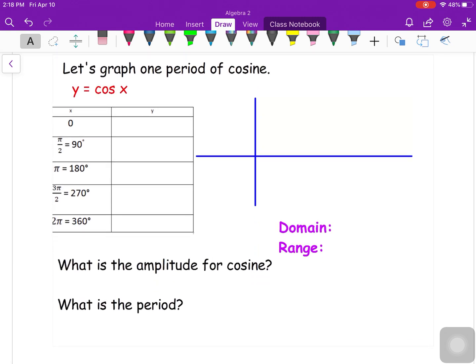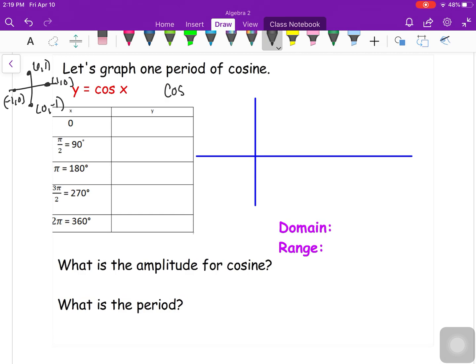Now let's graph one cycle of cosine. So again, I'm going to put that little chart up here. That point at 0 radians is 1, 0. This point at pi over 2 radians is 0, 1. At pi radians, I have negative 1, 0. And at 3 pi over 2 radians, I have 0, negative 1. And then back here at 2 pi, I have my 1, 0.